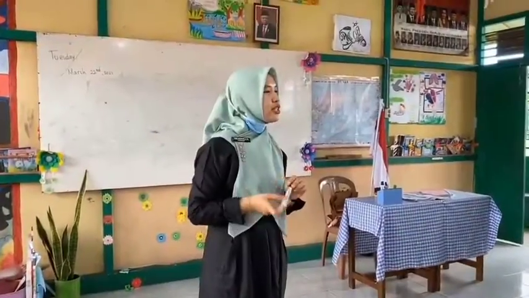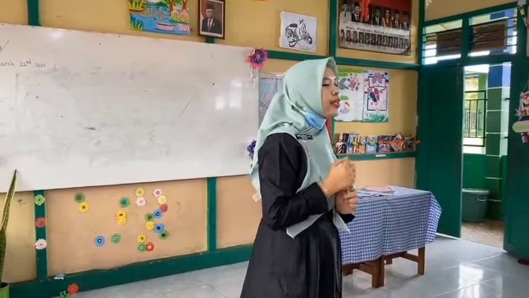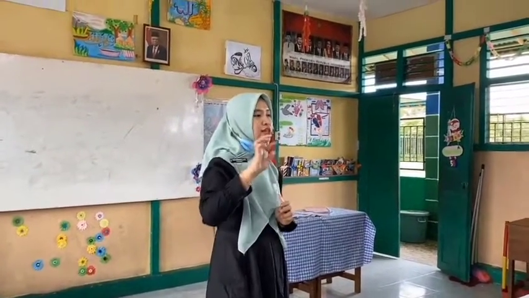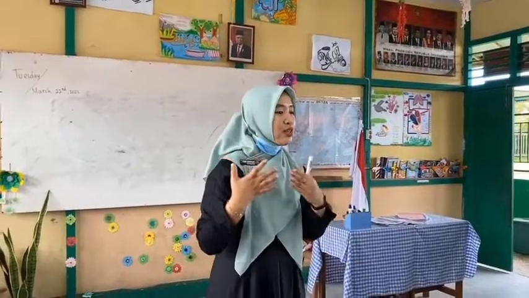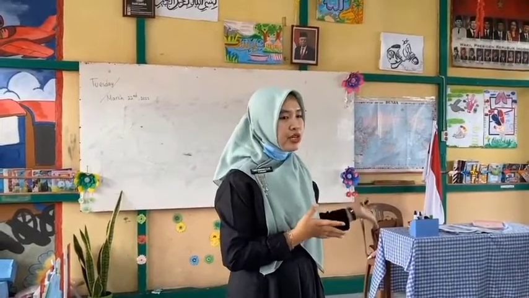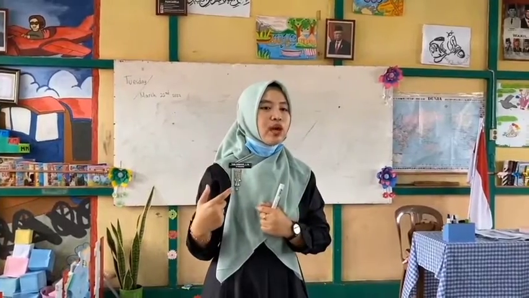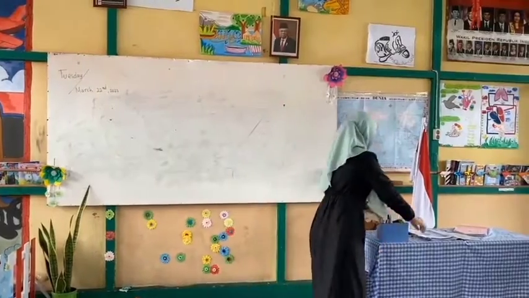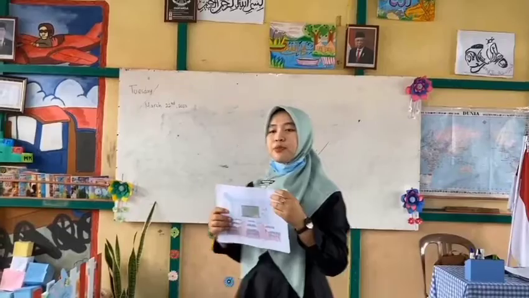Alright students, for the next chapter, we still talk about unit 9, about rooms at school. Please listen to me carefully. I will take the pictures that I have prepared before, and you pay attention to what I will show to you all. There are 6 pictures.